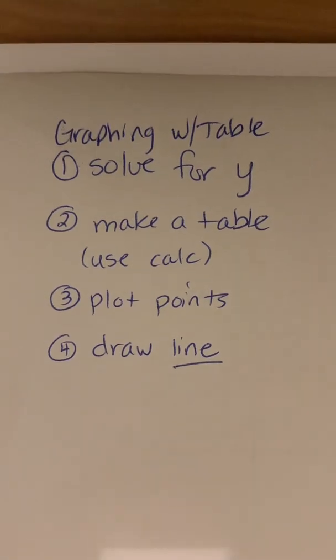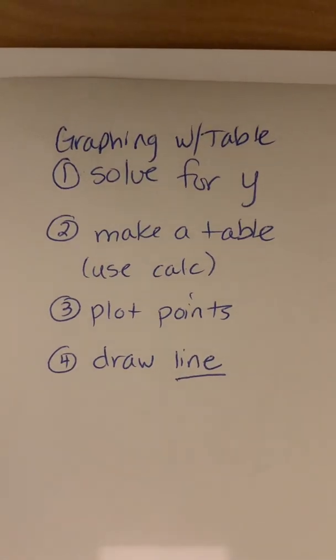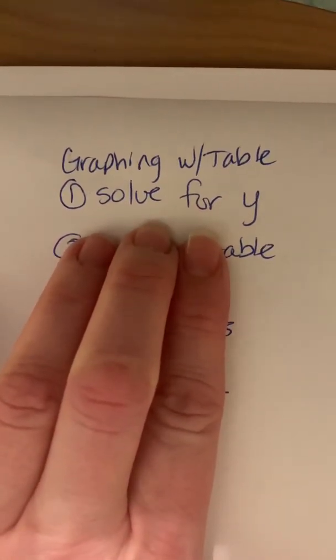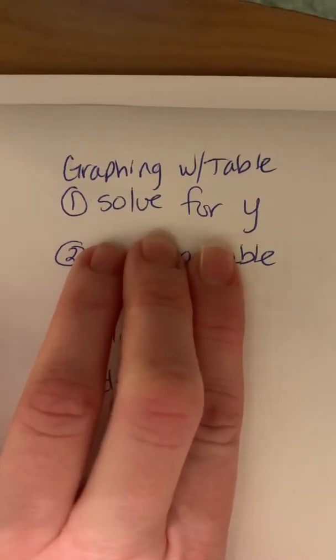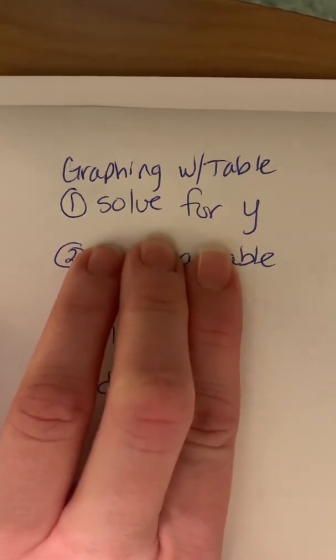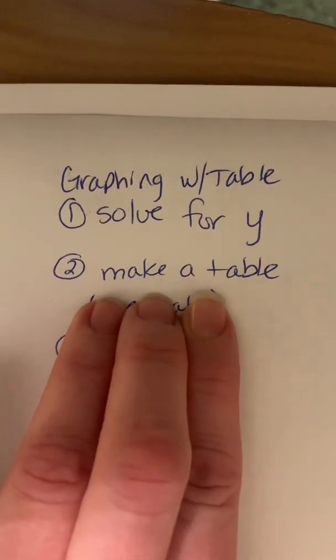All right. Lesson today is going to be graphing with a table. Okay. So first thing we're going to do is solve for y. Some of the equations are already going to be solved for y for you, but if it's not, you need to solve for y. And then we're going to make a table.